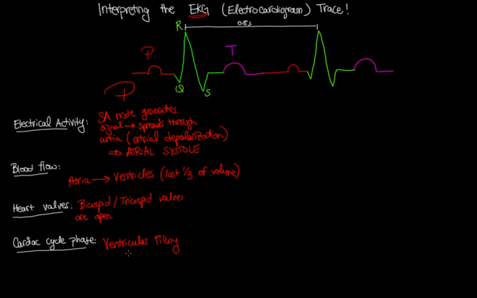And so the volume of blood found in the ventricles at the end of this phase is what we call the end diastolic volume, EDV. And this is defined as the volume of blood found in the ventricles at the end of ventricular filling.